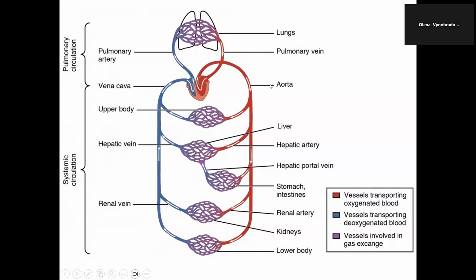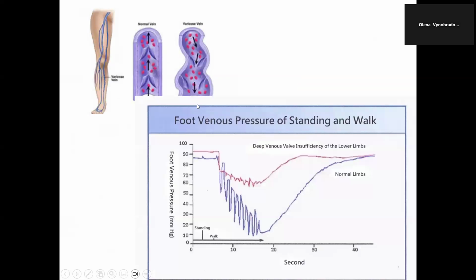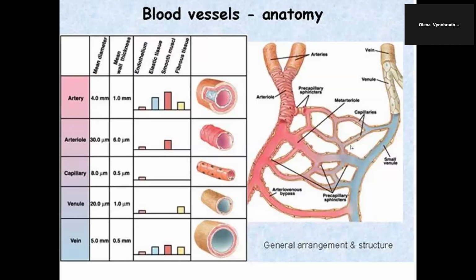So the same on my scheme, you can see that here we have vessels which transport oxygenated blood, vessels transporting deoxygenated blood with carbon dioxide, and vessels involved in gas exchange. Important to underline that gas exchange happens only in capillaries. When we are talking about different types of vessels, we should mention arteries, arterioles, capillaries, venules, and veins.